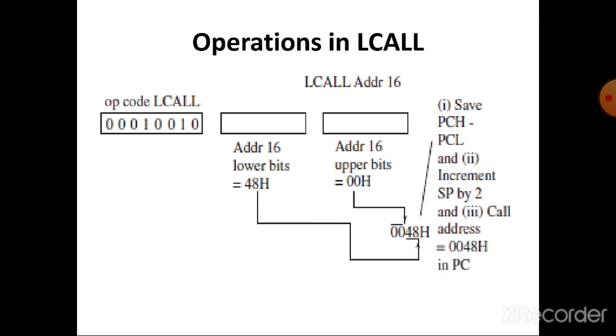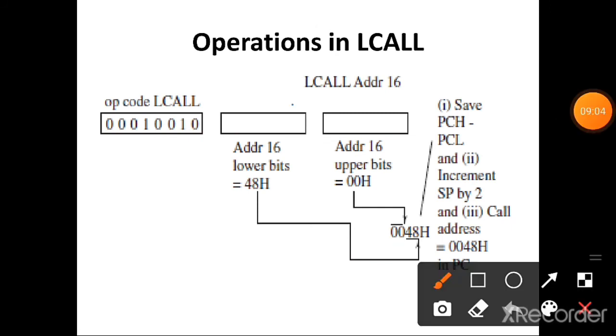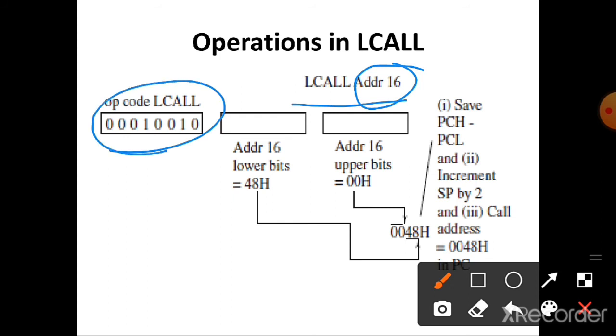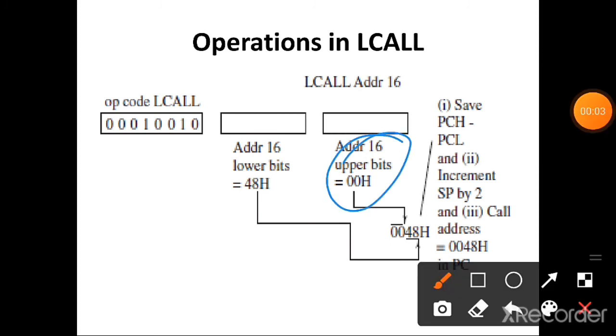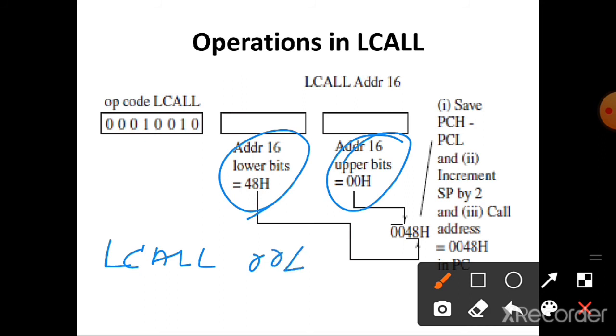And this is an example of an LCALL instruction. We already said that LCALL contains a 16-bit address. Here the LCALL opcode is 00010010, which represents the LCALL opcode, and the 16-bit address is here. This is the upper byte, 00, and 48 is the lower byte. So this instruction is LCALL 0048H. Program control will be transferred to instruction location 0048.